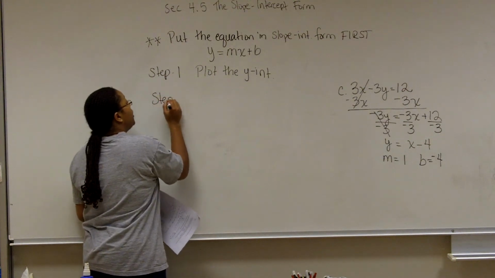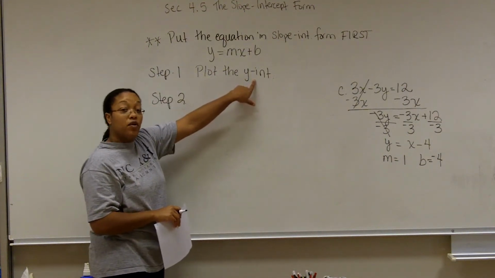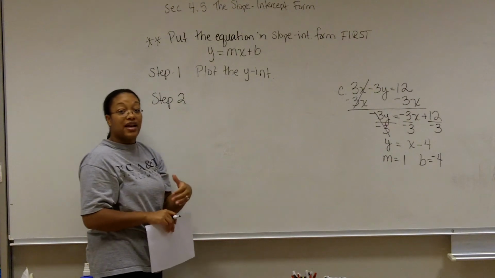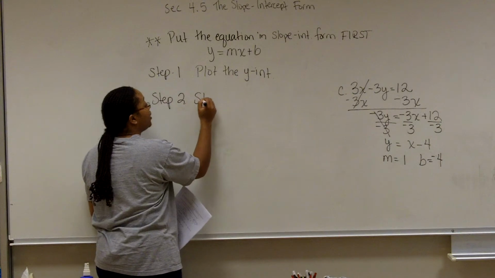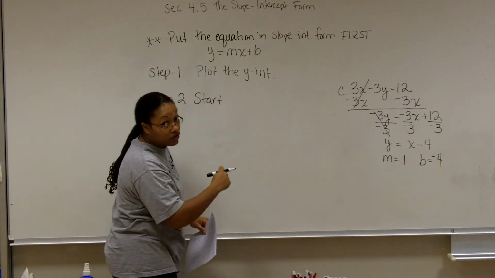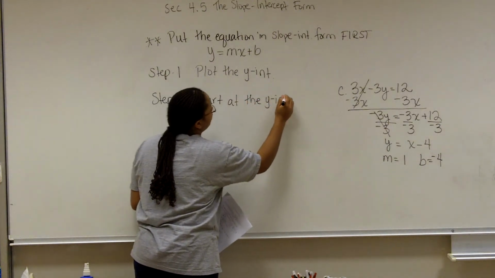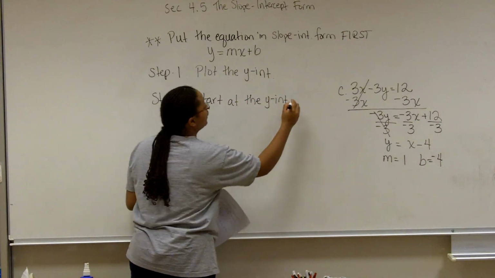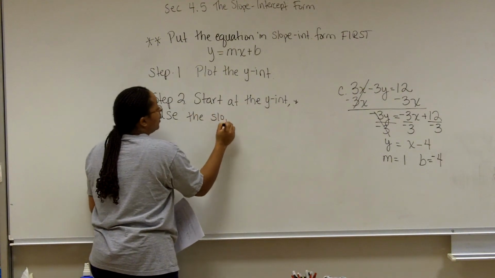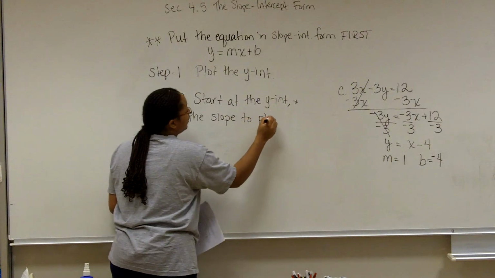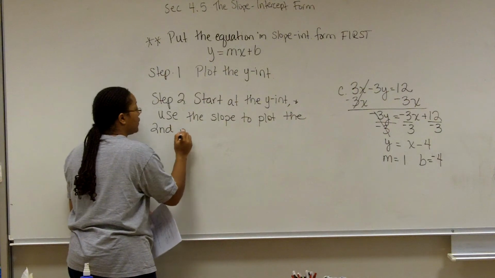Second thing, you know that you have to have 2 points to make a line. The y-intercept is going to be one of your points. You're going to use the slope to get the second point. So for step 2, you're going to start at the y-intercept. You don't go to the origin. You start at the y-intercept, and you're going to use the slope to plot the second point. Well, how do I use the slope?